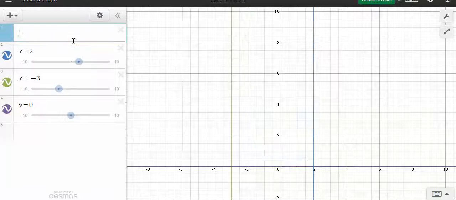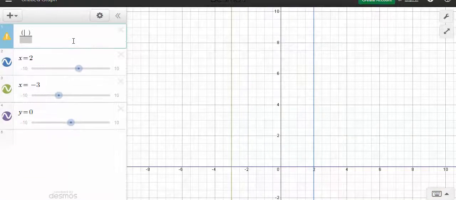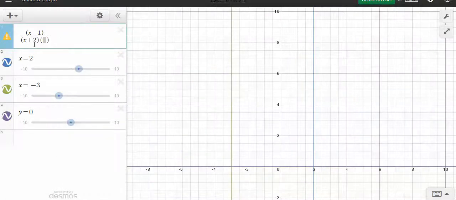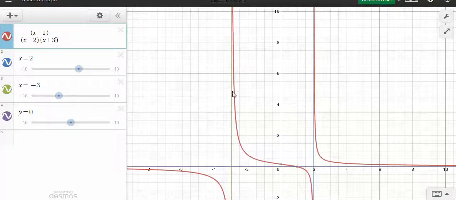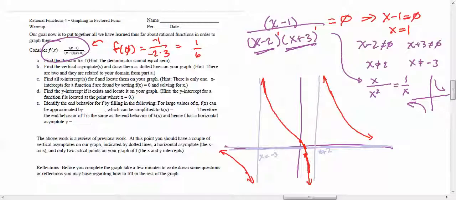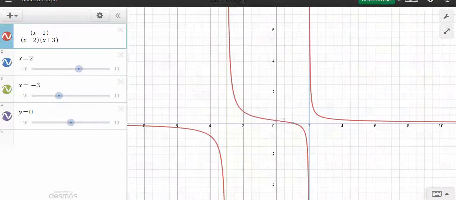Please disregard that. Alright, so I've got my fraction, and I think it was x minus 1, and on the bottom I have 2 parentheses, and it was x plus 2, no, it was x minus 2, x plus 3, yeah. There we go, look at that. That's exactly my graph, isn't it? See? I have almost exactly that.